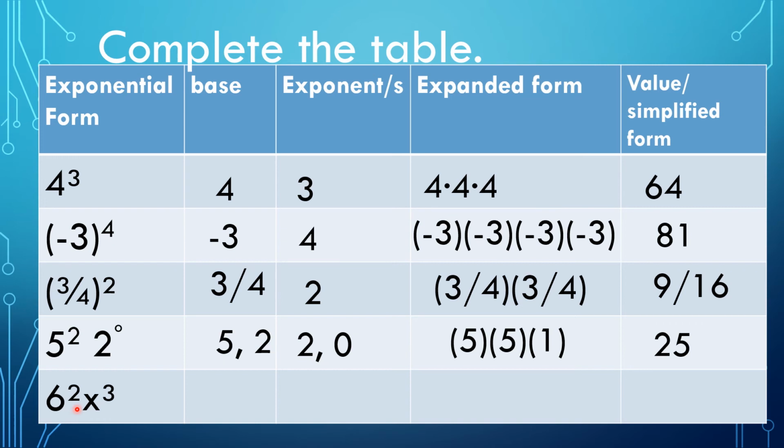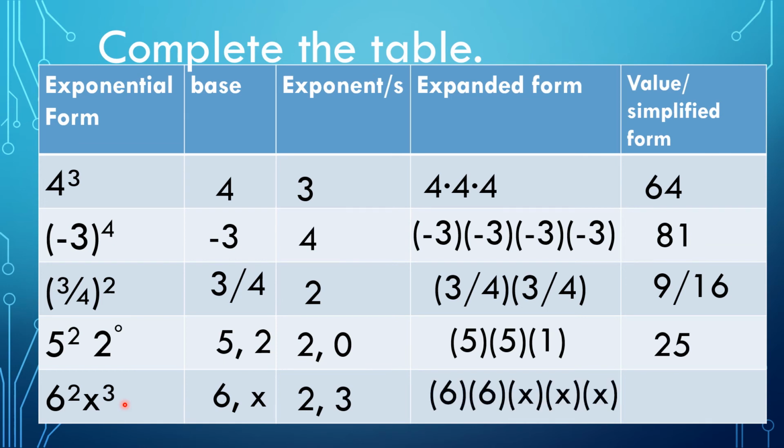Now, I have 6 squared times x cubed. The base is 6 and x. Exponents, we have 2 and 3. Expanded form means 6 times 6 times x times x times x. And that is 36x cubed. So usually, if there are letters here, in the final answer you are just going to copy this. Only the numbers that you are going to multiply or add.